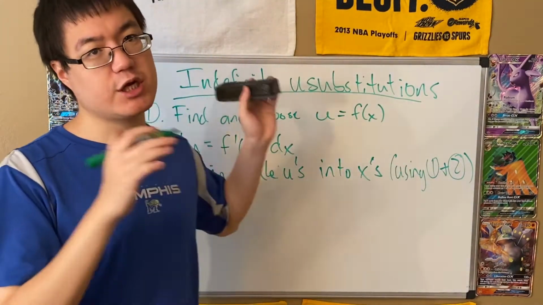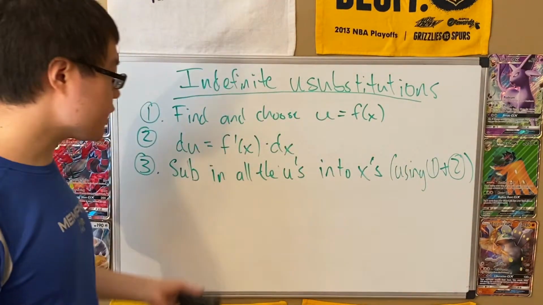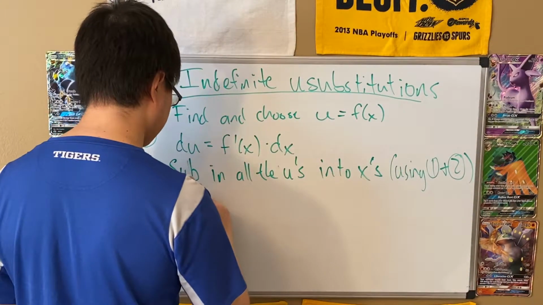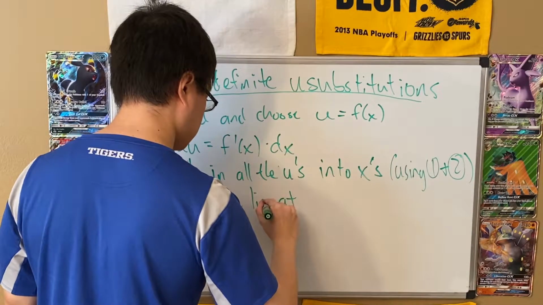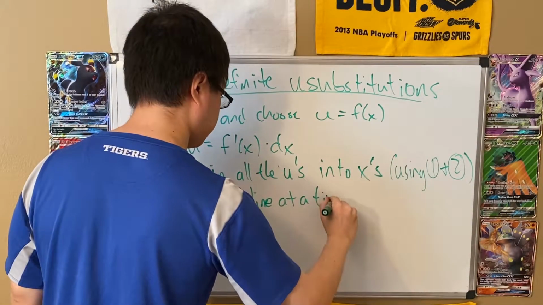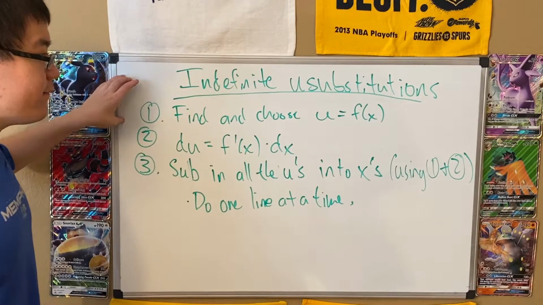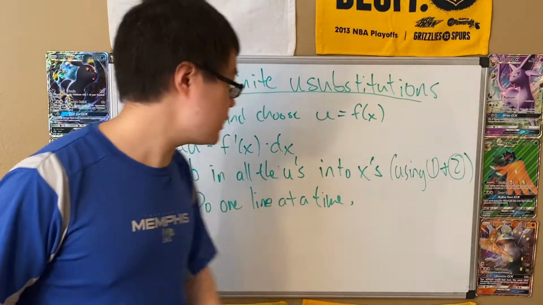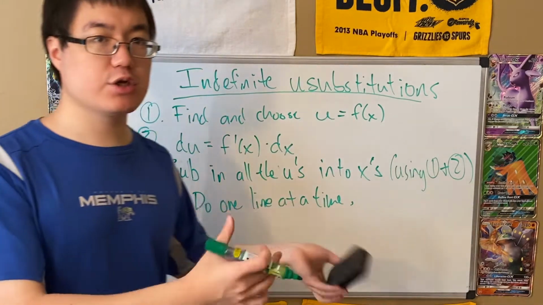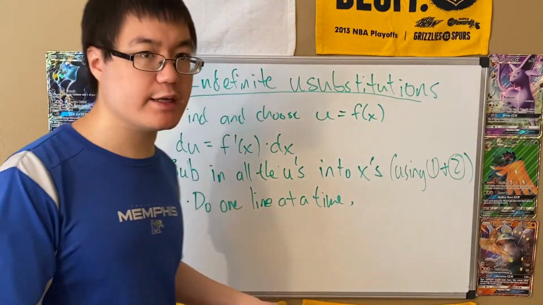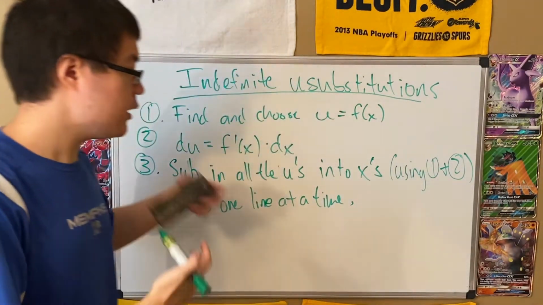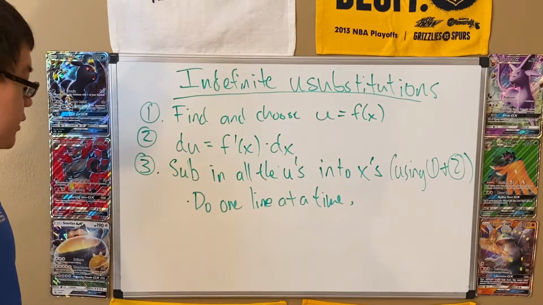We're not going to be like, oh, let's change all the x's to u's. What I recommend is to do this one line at a time. Meaning that we'll use step 1 first, change some of the x's to u's, and then we'll do step 2, change the remaining x's to u's. We sub in one line at a time, replace some of them and replace some of them. And again, we'll see this in action.